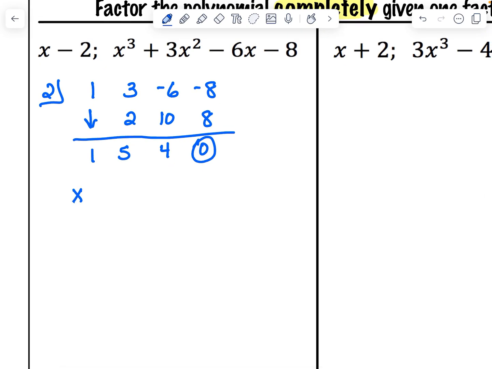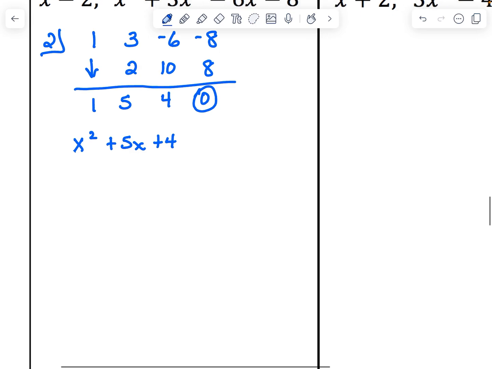So I have x squared plus 5x plus 4. Now I'm going to factor this trinomial. So it's going to be a plus plus because my c is positive. So then I look at my b and it's positive. And the two factors that will multiply to give me 4 and add to give me 5 are 4 and 1.